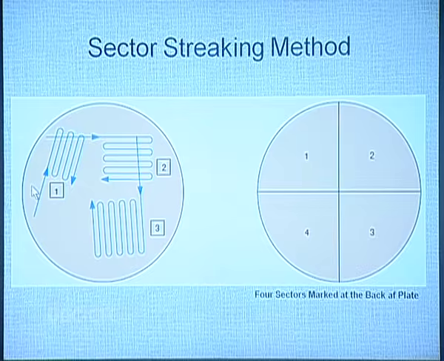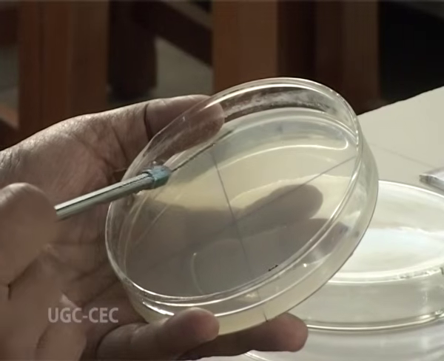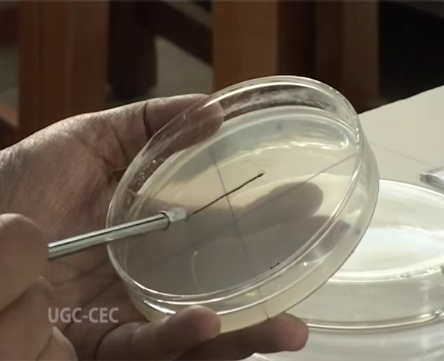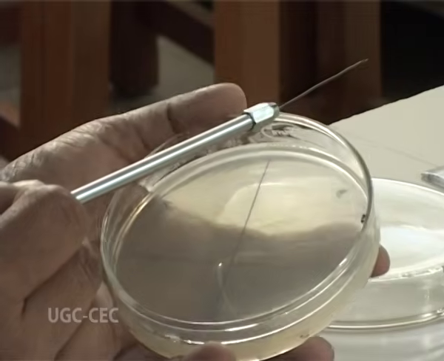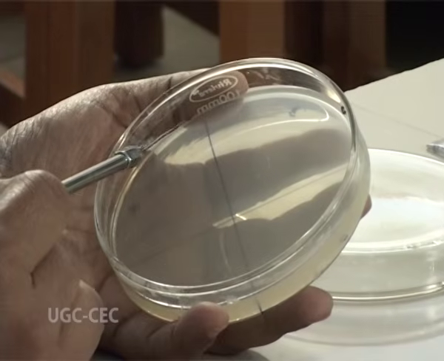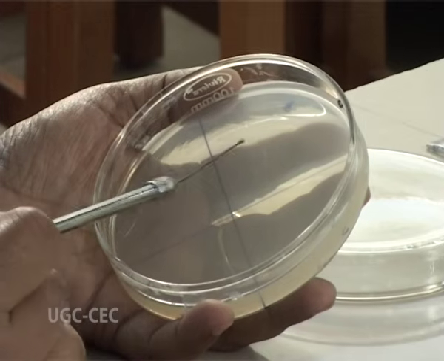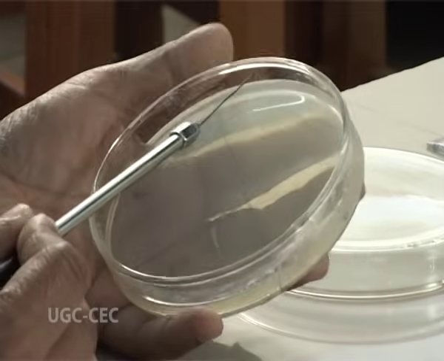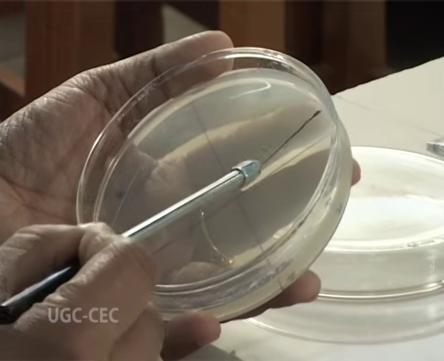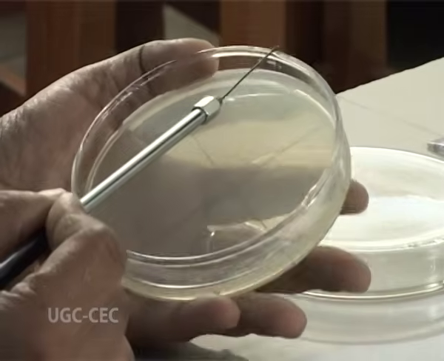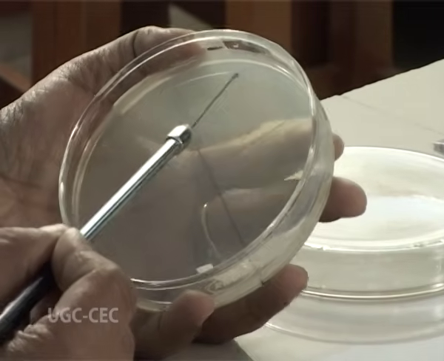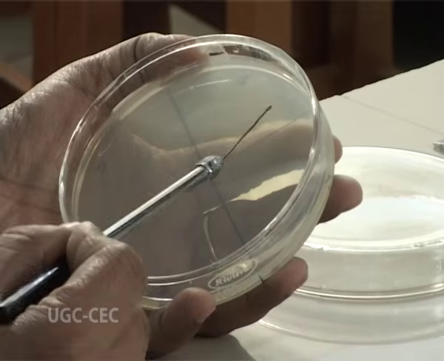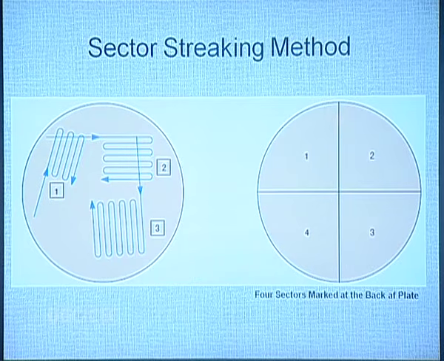Now, take the inoculating loop which is having the bacterial culture, the liquid media, and start inoculating. What you were doing in the continuous method is you were using the whole plate, but in this method use the first quadrant and then taking the inoculum from the first quadrant, go to the second quadrant, then taking the inoculum from the second quadrant, go to the third quadrant, and like this you inoculate all the 4 sectors of a Petri plate. In this way the streaking can be done, and this is called sector streaking method.